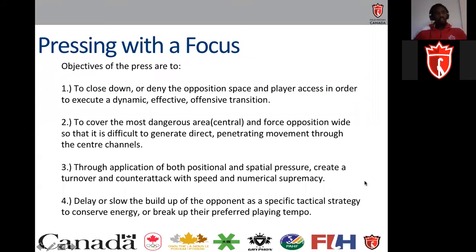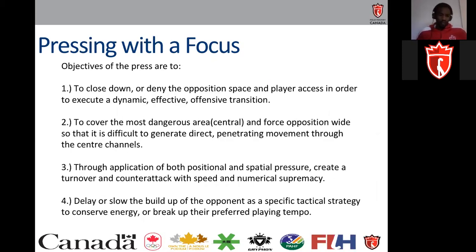So if we start to break it down in terms of the objectives of the press, number one is to close down or deny the opposition space and play access in order to execute a dynamic, effective, or offensive transition, or to go forward. To cover the most dangerous area, we talk about the central area, and to force opposition wide so that it is difficult to generate direct or penetrating movement through the center channels.